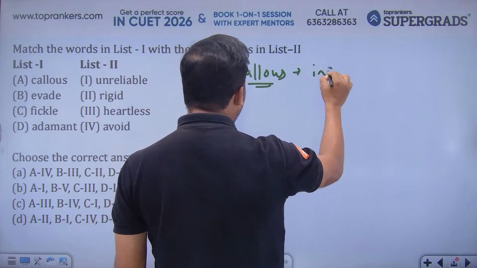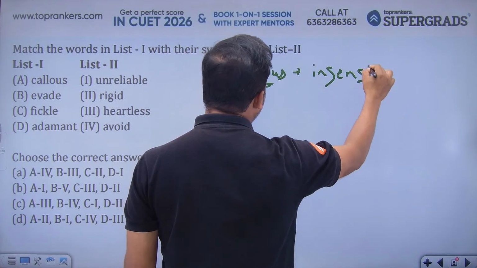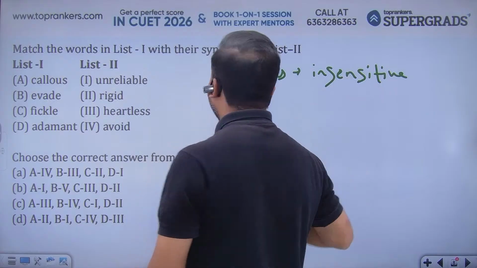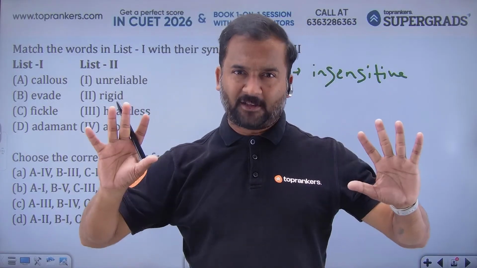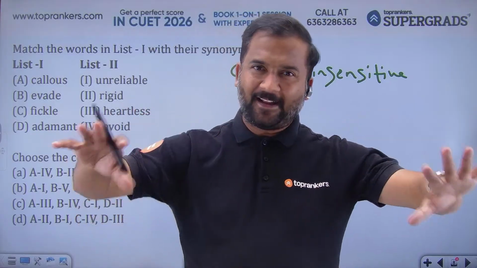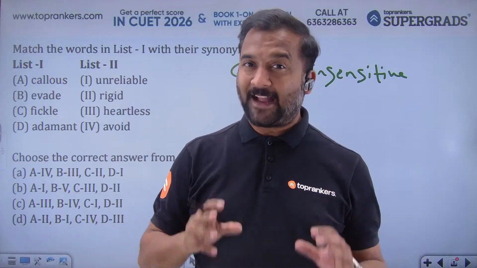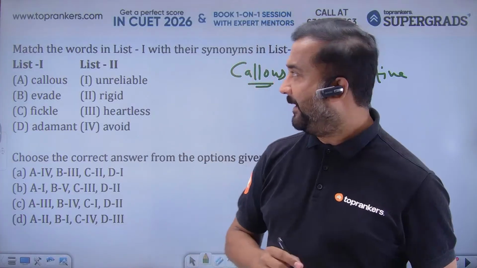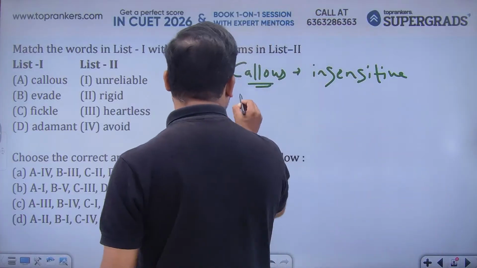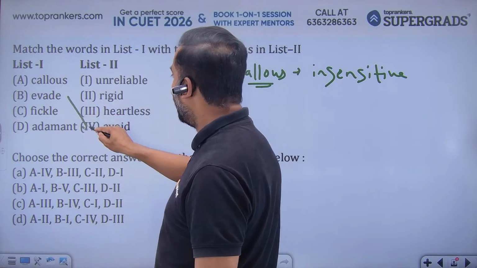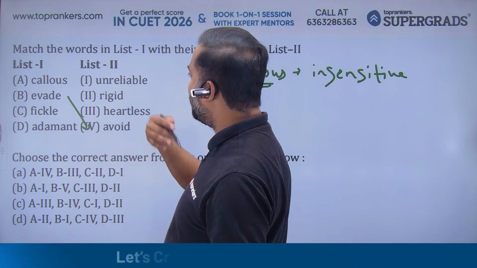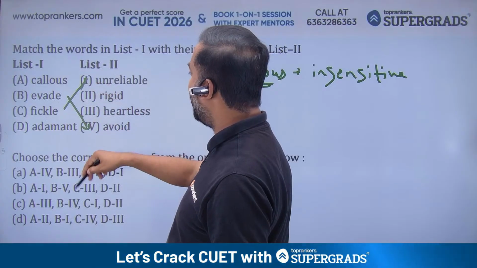Callous is someone who you could say is insensitive. A person who is insensitive, who doesn't bother about the feeling of others. मुझे जो करना था मैंने कर दिया, सामने वाले को बुरा लगा अच्छा लगा, आई डोंट केयर. Those kind of people are callous human beings. Then evade is to avoid. Fickle is something that keeps changing, so unreliable would be correct.